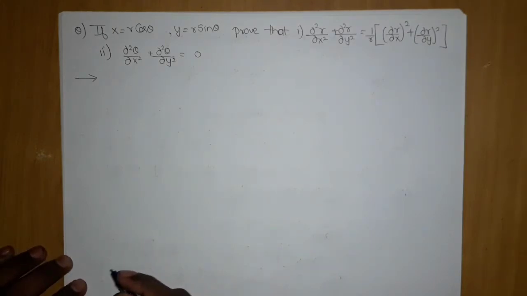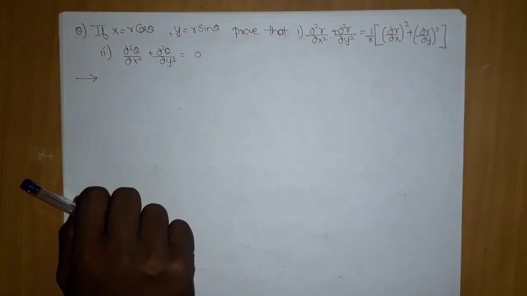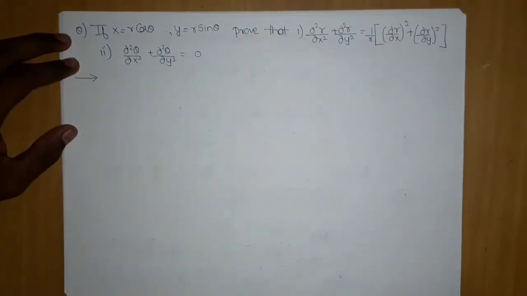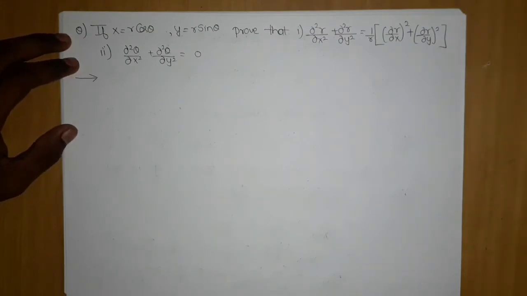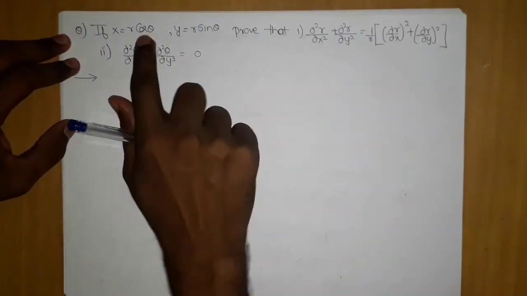Here, if x equals r cos theta, y equals r sin theta, prove that dou square r by dou x square plus dou square r by dou y square equals 1 by r bracket dou r by dou x the whole square plus dou r by dou y the whole square bracket close. Now what we can see here is that there is no theta in the proof, so to get this proof, I need to eliminate theta from here.